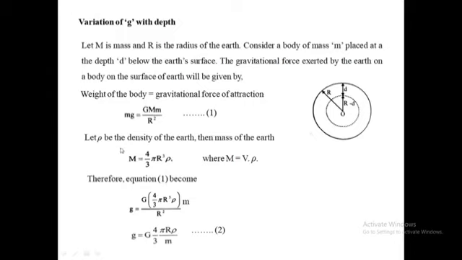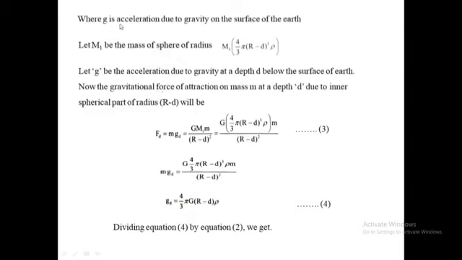Let rho be the density of the Earth, and then the mass of the Earth is M equal to 4 by 3 pi R cube into rho. Therefore, from equation 1, if we put this value of capital M over here, you will get small g is equal to capital G 4 by 3 pi R cube into rho into small m upon R square. From this, we get g is equal to capital G 4 by 3 pi R rho. Equation number 2, where small g is the acceleration due to gravity on the Earth.